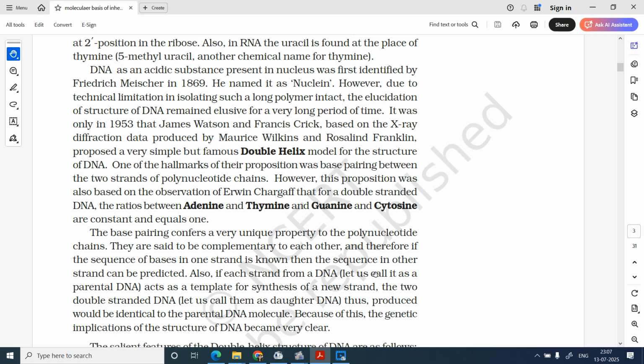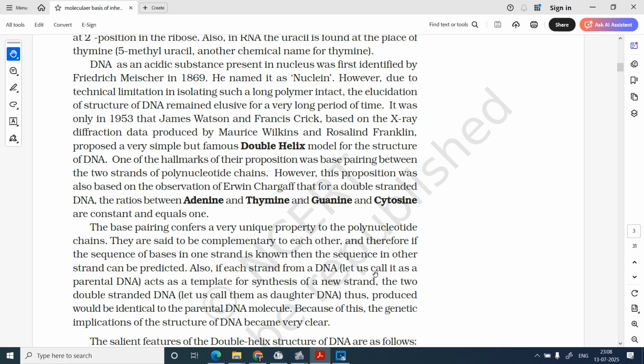They are said to be complementary to each other, and therefore, if the sequence of bases in one strand is known, then the sequence on the other strand can be predicted. Also, if each strand from a DNA, let us call it the parental DNA, acts as a template for the synthesis of a new strand, the two double-stranded DNA, let us call them daughter DNA, thus produced would be identical to the parental DNA molecule. Because of this, the genetic implications of the structure of DNA become very clear.